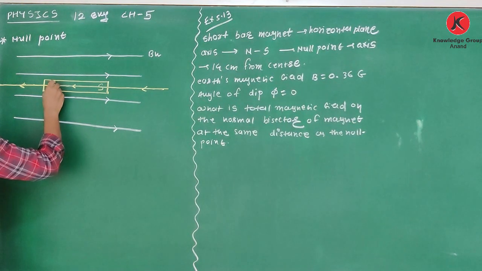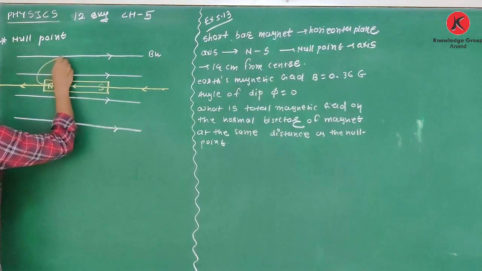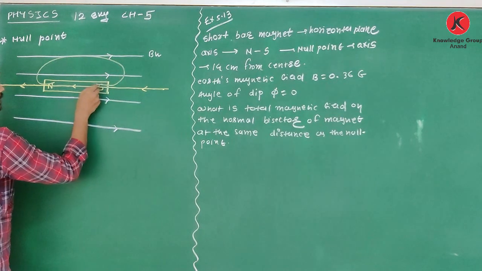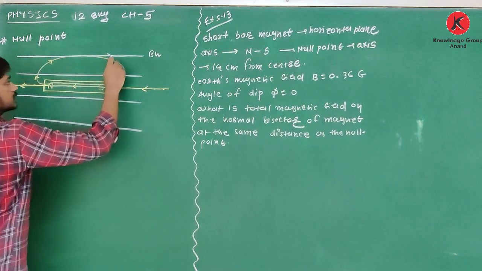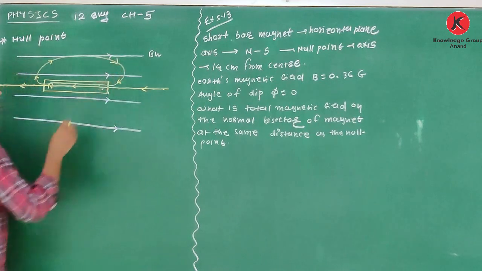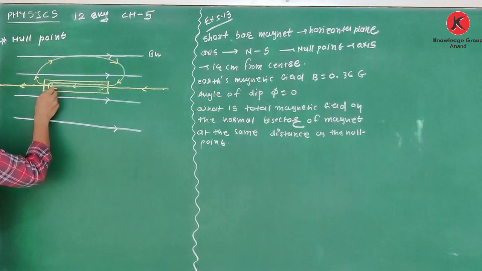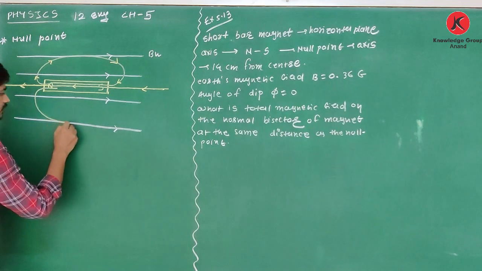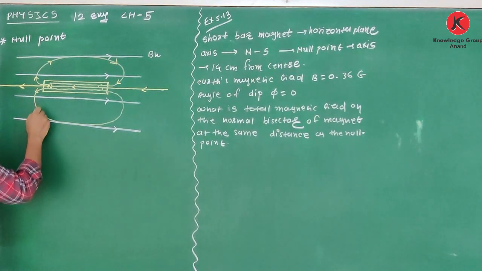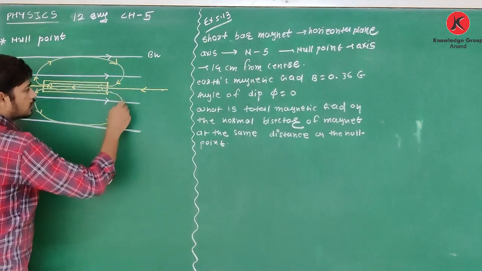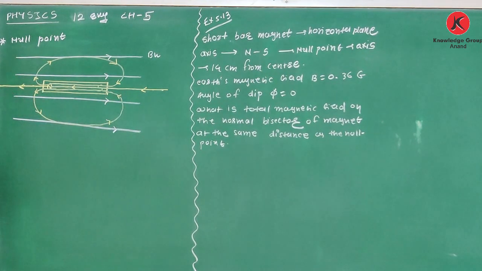Also, the magnetic field lines of the magnet are like this, like this. Clear about this? Again, magnetic field lines like this. These are the magnetic field lines of the bar magnet. Clear about this? Now, null point means what?